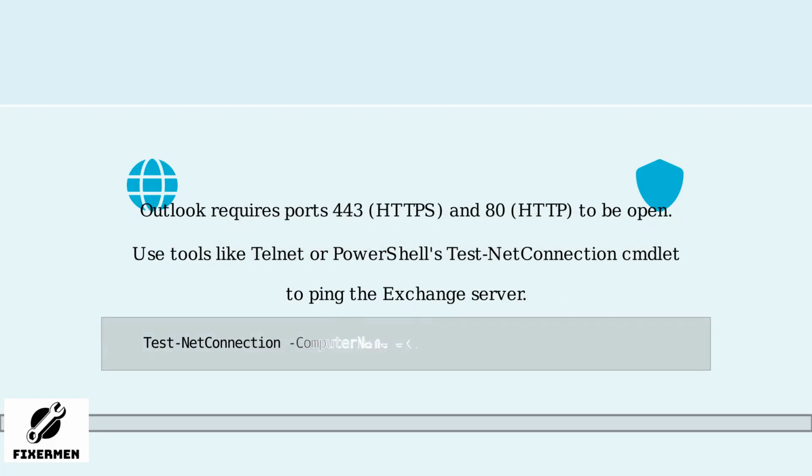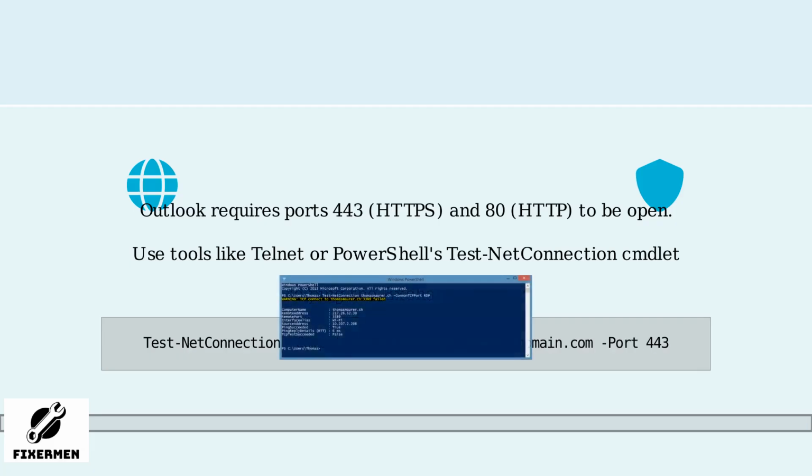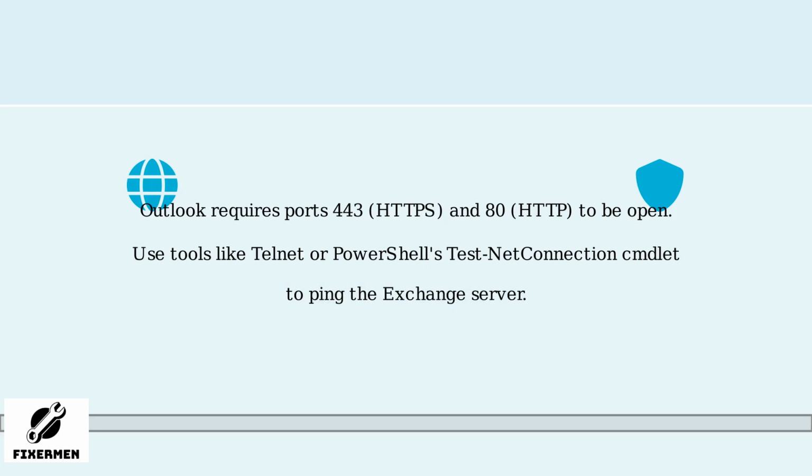Alternatively, PowerShell's Test-NetConnection cmdlet provides a more modern approach. It can test specific ports and provides detailed connection information, including whether the port is open or blocked. These network checks help identify if firewalls or network configurations are preventing Outlook from connecting to the Exchange Server. Always ensure these ports are open and accessible.